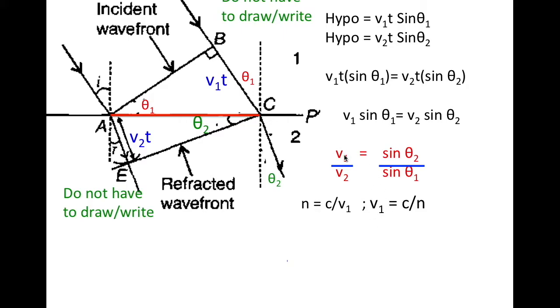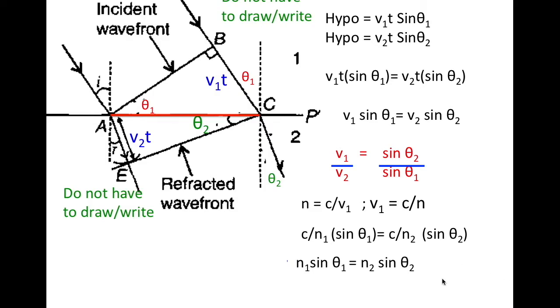Substituting v into this equation, knowing that we also have v sub 2 equaling c divided by the index of refraction, we plug this in here and we get c divided by n sub 1, all multiplying sine of theta 1, equaling c divided by the index of refraction for the second medium times that of sine of theta 2. The c's cancel, and we are left with n sub 1 sine theta 1 equaling n sub 2 sine theta 2. This is Snell's law.